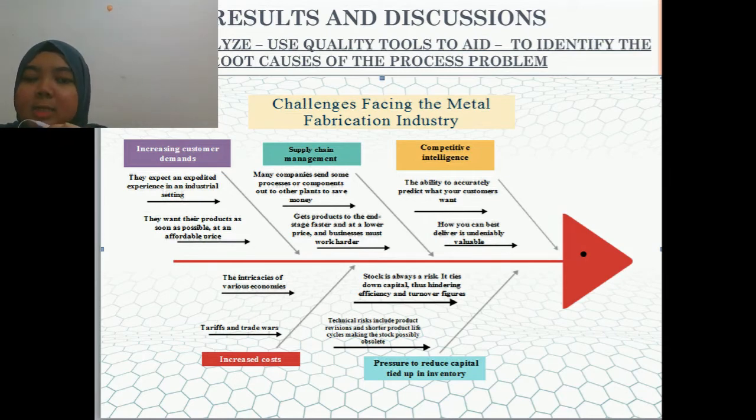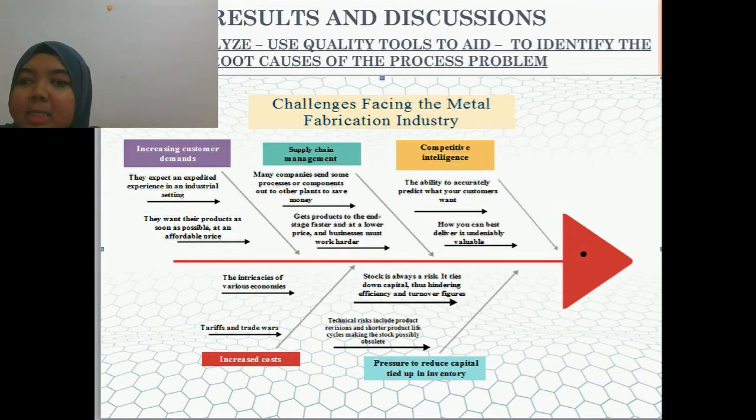Okay, first is increasing customer demands. As we know, we want the best product to sell to our customer, and the problem is they expect an expedited experience in an industrial setting, and they want their products as soon as possible at an affordable price.